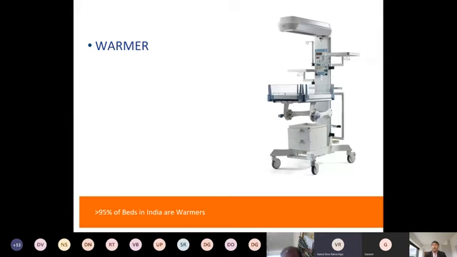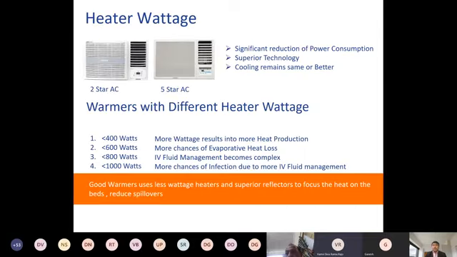With that, I will start with a product called warmer. In India, 95% of the beds today are warmers. It's still a debatable topic. If you look at the global scenarios, they mainly say that when it's a more premature baby, especially less than 30 weeks, it must be an incubator. But today, the reality is that most of the beds in India are warmers.